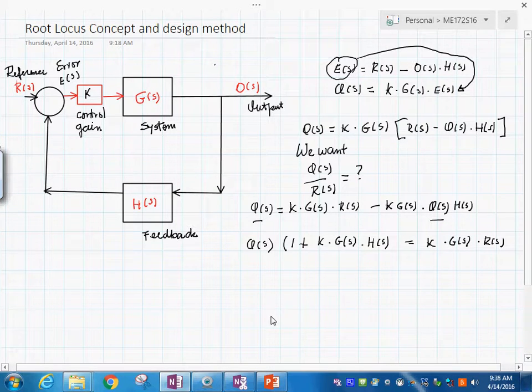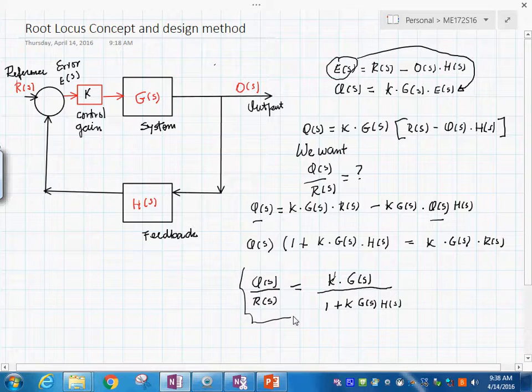So from here you can very easily conclude that the transfer function that we are looking for between the output of S and the input, which is over here, this is obviously equal to K times G of S, multiplied by, no, divided by 1 plus K times G of S times H of S.